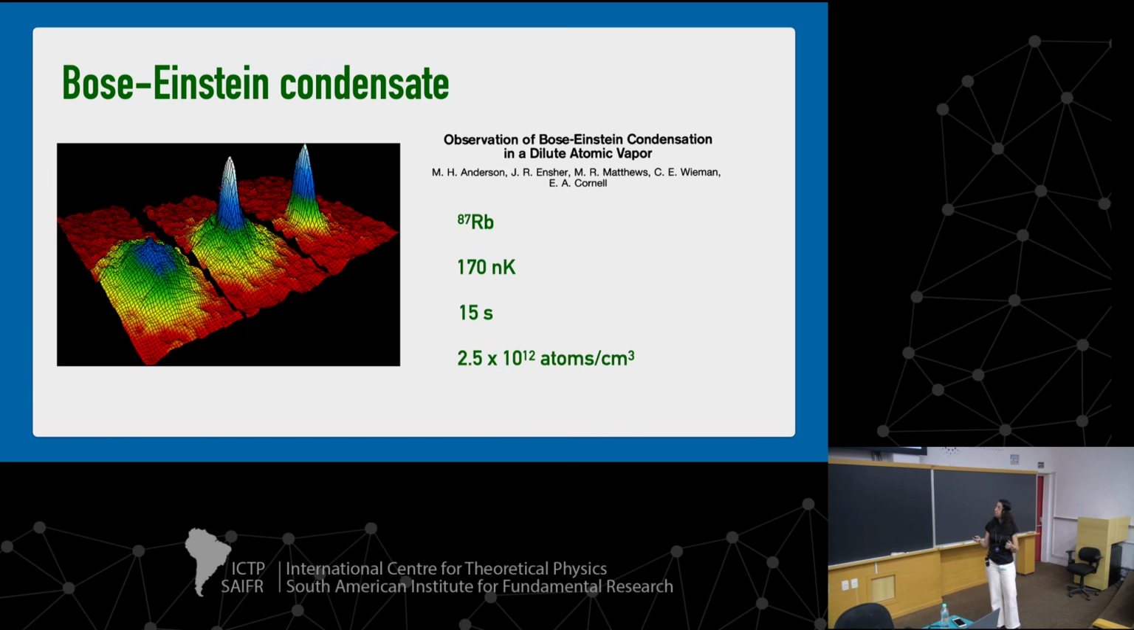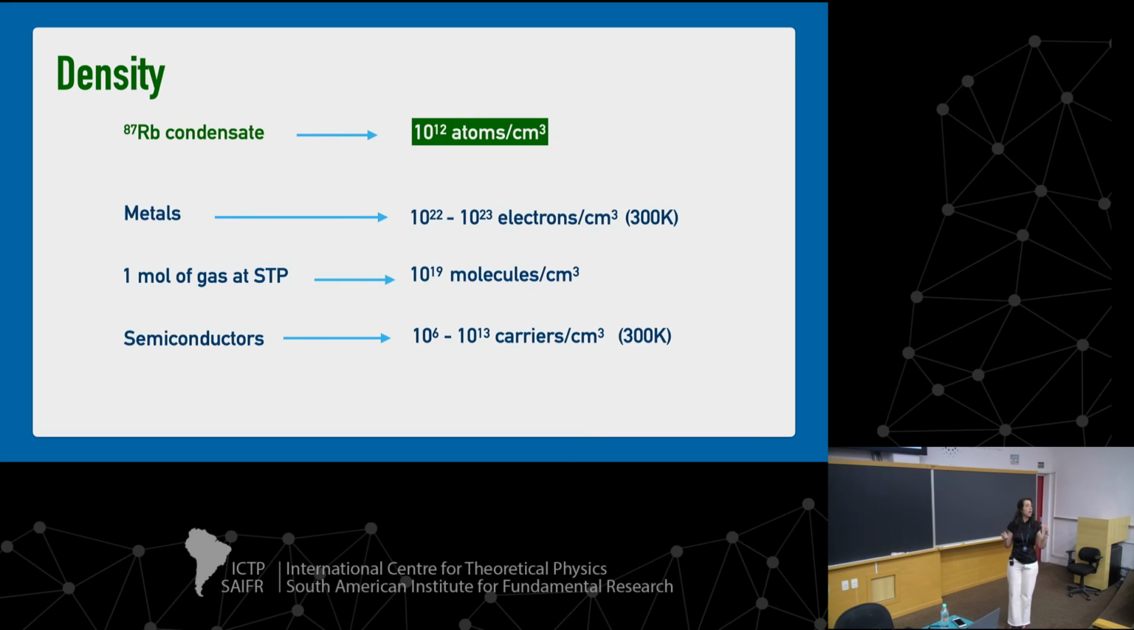To that end, I'm going to come back to the Bose-Einstein condensate and give you some numbers. It was done with rubidium atoms. The temperature was 100-something nanokelvin. It lasted for 15 seconds. That looks very short to me, but lots of things can be done in a lab in 15 seconds. And this is the density of this condensate. It's a very, very dilute system. And here are some numbers so you have an idea of how dilute this is.